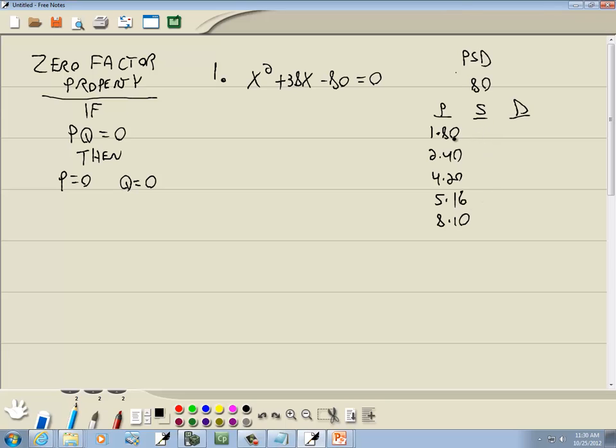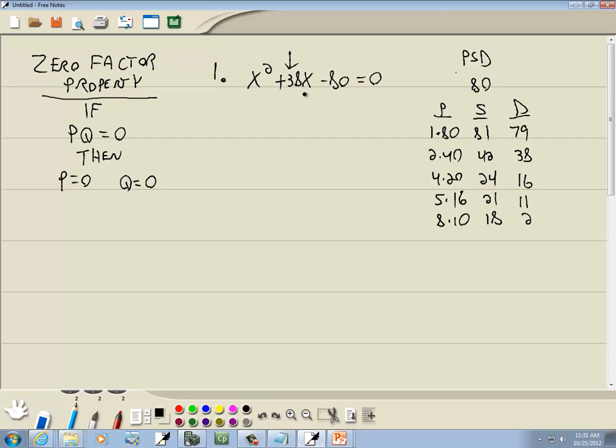In the S column, we add these two numbers together. 1 plus 80 is 81, 2 plus 40 is 42, 4 plus 20 is 24, 5 plus 16 is 21, and 8 plus 10 is 18. In the difference column, we'll subtract the smaller from the larger. 80 minus 1 is 79, 40 minus 2 is 38, 20 minus 4 is 16, 16 minus 5 is 11, and 10 minus 8 is 2.